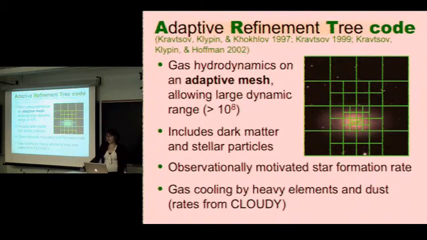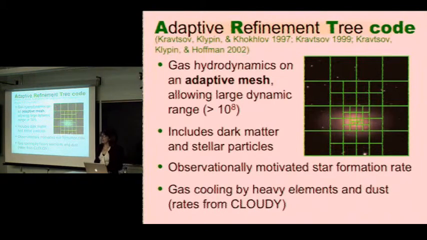The code also includes dark matter and stellar particles, and the stellar particles differ from dark matter particles in that they form at an observationally motivated star formation rate, but they're also capable of producing feedback. So they inject energy and metals into the ISM. Although actually the run that I'll be talking about today, we wanted to start simply, so we turned off the feedback in the high resolution portion of the simulation. And then also the gas cooling is covered by using rates tabulated from the cloudy cooling code so that they're density, temperature, redshift, and metallicity dependent.